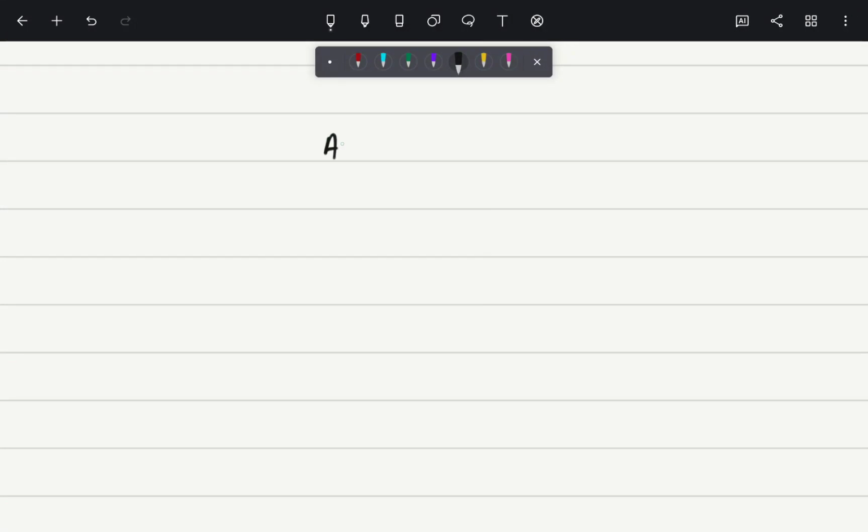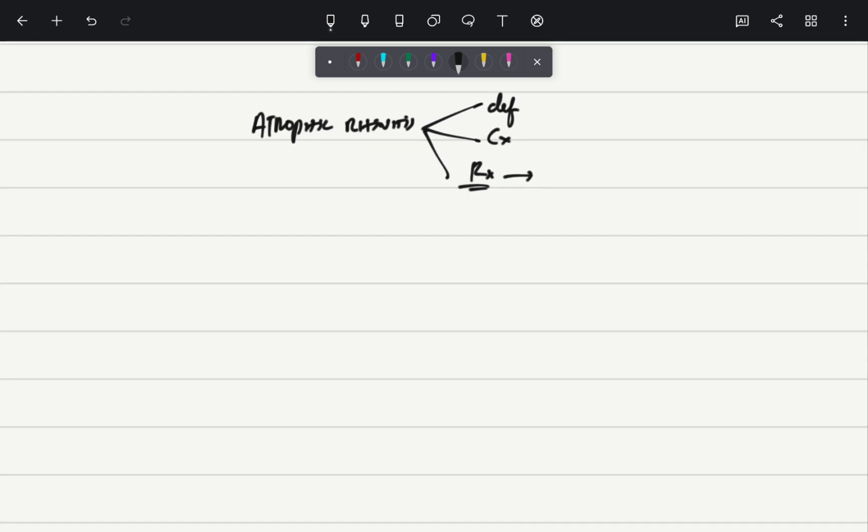So today our topic is about atrophic rhinitis. In this topic I'll mainly talk about the definition of atrophic rhinitis, what are the clinical features of this patient, and what is the treatment of choice for this patient. In the treatment part I would like to talk about the Young's procedure.